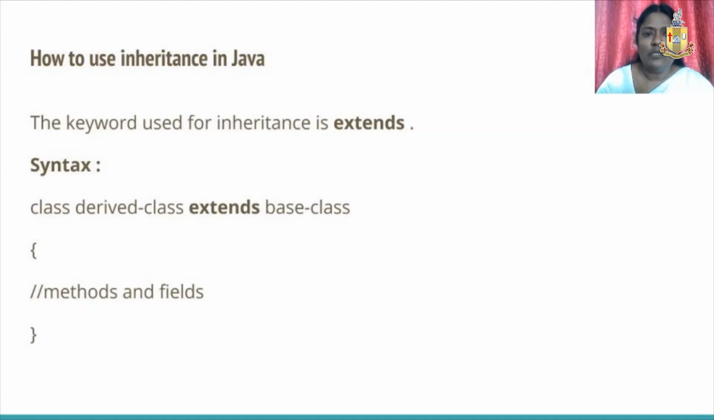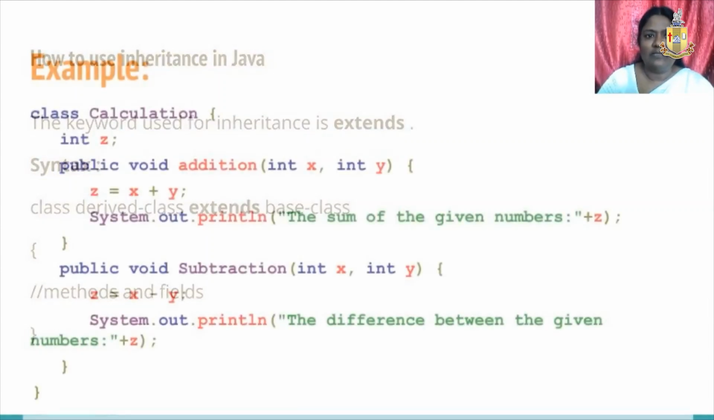Let us see an example of how to use inheritance in Java. The keyword used for inheritance is extends. The syntax is as shown below. Class, that is the keyword, then derived class name, extends, again keyword, and the base class name. Within the body of the class, you have the methods and fields of the derived class.